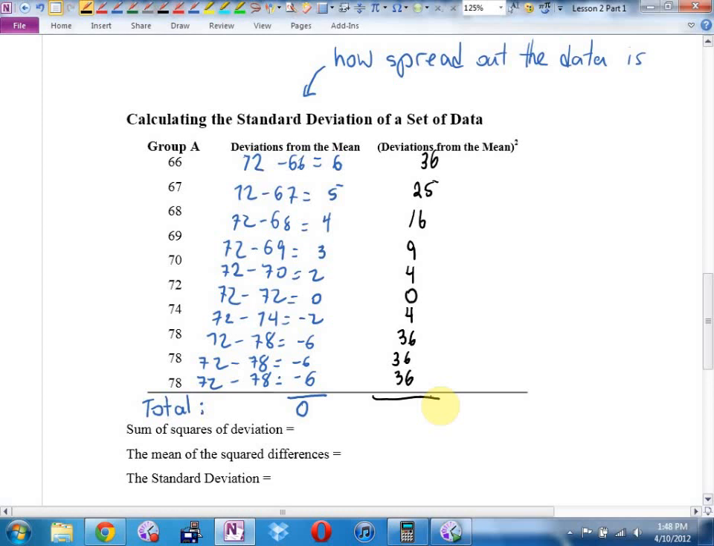So can you go 36 plus 25 plus 16 plus 9 plus 4 plus 0? By the way, Boston, this is what you have to do every single time to calculate the standard deviation, or you can get the calculator to do this one. And we're near done there. What is 36 plus 25 plus 16 plus 9 plus 4 plus 0 plus 4 plus 36 plus 36 plus 36? 202. So the sum of the squares is 202.